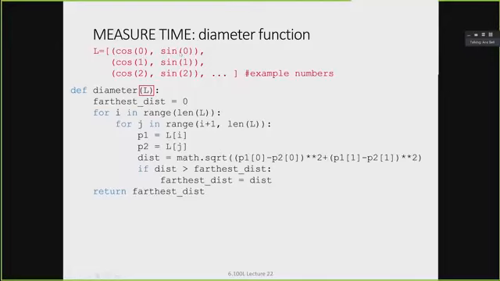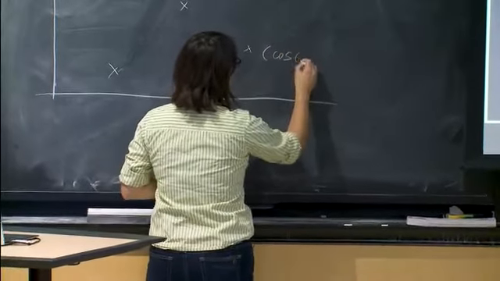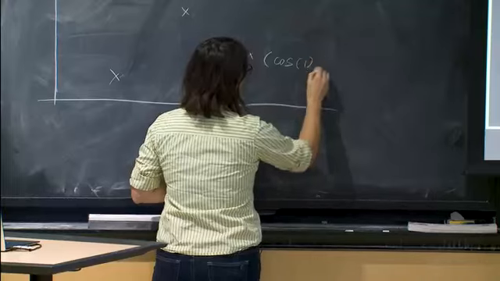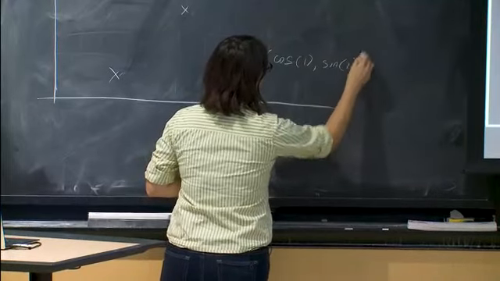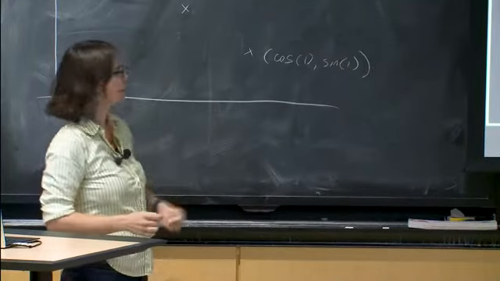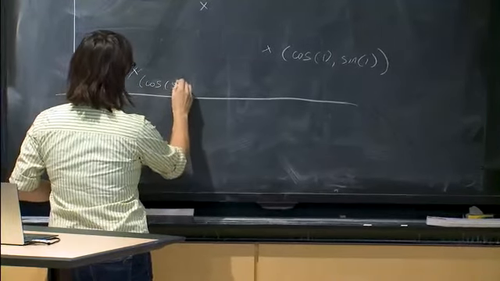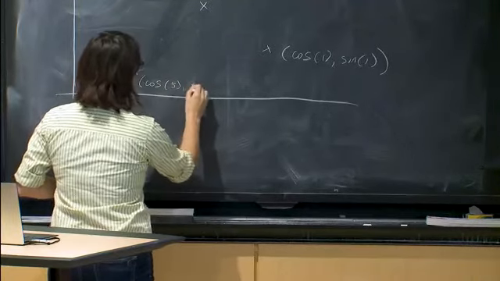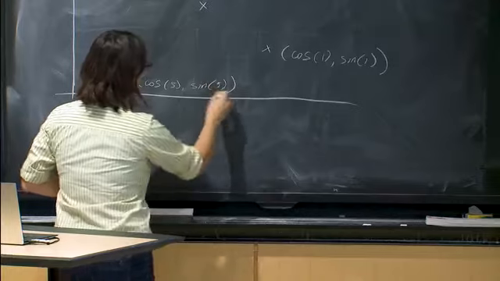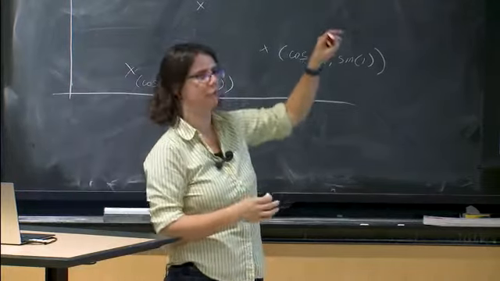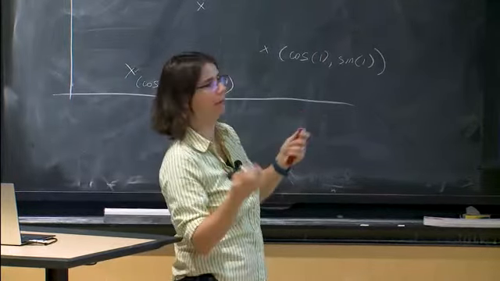So together, cosine of 1 or whatever, sine of 1 will be this point here, set up as a tuple. And then this one might be cosine of 5, comma, sine of 5, something like that. So I'm just making a whole bunch of coordinates in a 2D plane, ensuring that I have n coordinates.